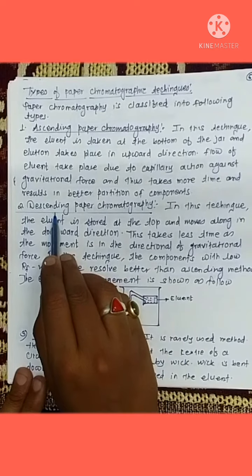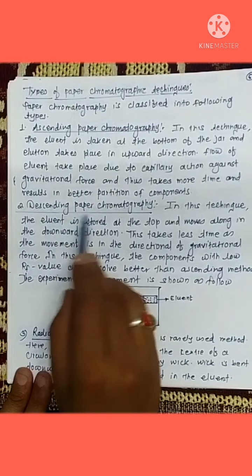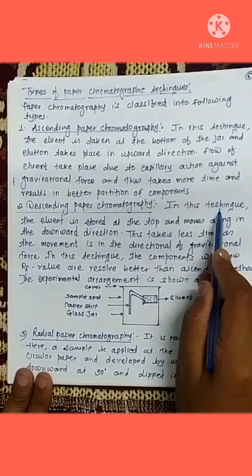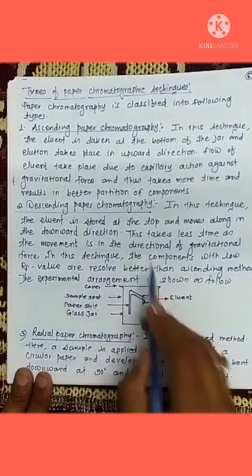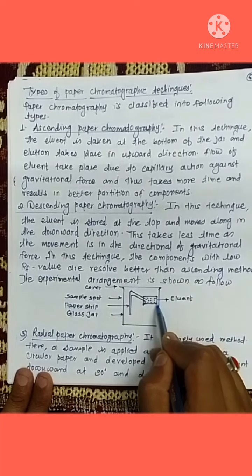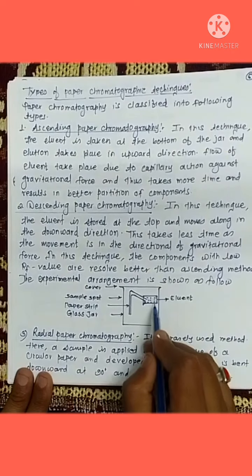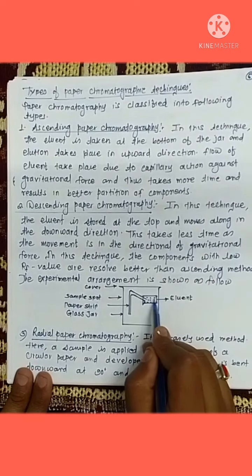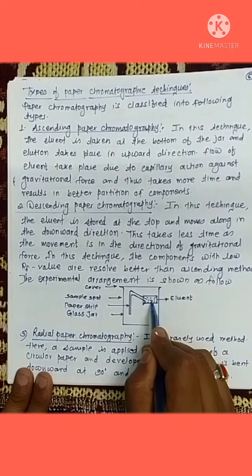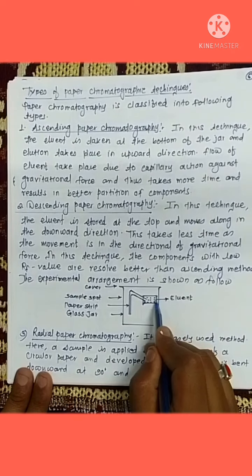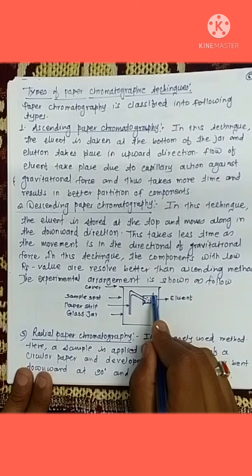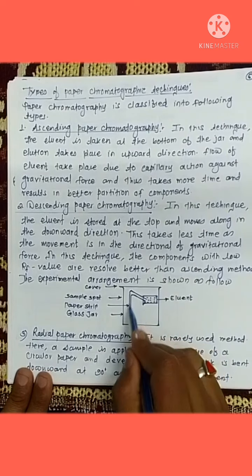Second type of paper chromatography is descending paper chromatography. In this technique, elutant is stored at the top and moves along in downward direction. So just see the diagram here. This chamber contains your elutant solvent and it is placed at the top, and from top to bottom basically your elutant moves.